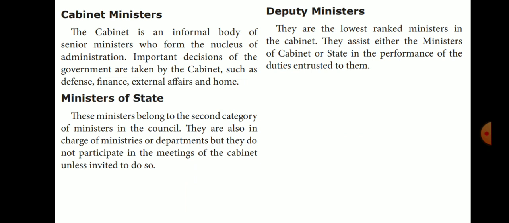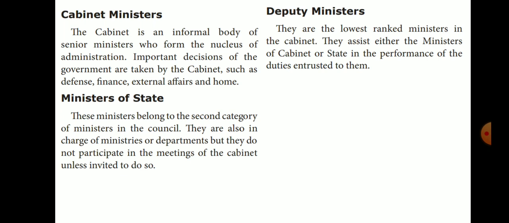We'll see the Cabinet Minister in detail. They are an informal body of senior ministers who form the nucleus of administration. They are the main category, and important decisions of the government are taken by the cabinet ministers only, such as defense, finance, external affairs, and also home affairs. Ministers of State belong to the second category of the council. They are also in charge of ministries or departments, but they do not participate in the meeting of the cabinet unless they have been invited. So the main position has been given to the cabinet ministers. The main departments have also been given to the cabinet ministers.